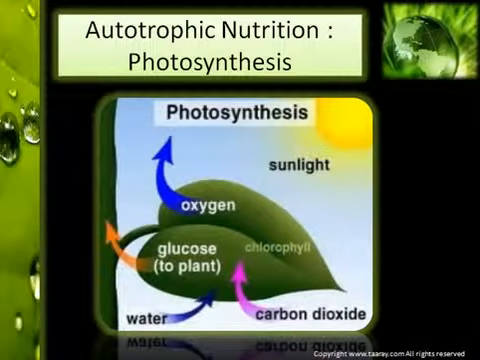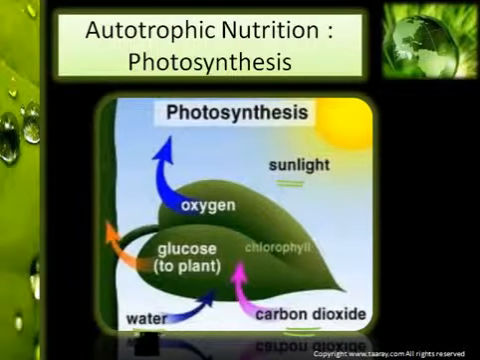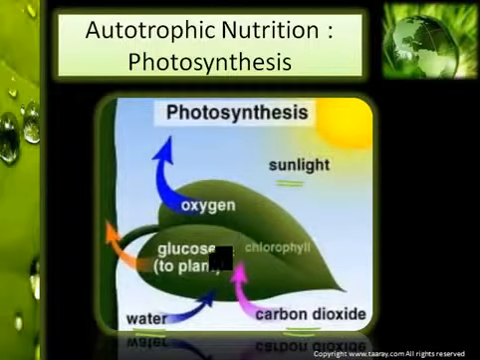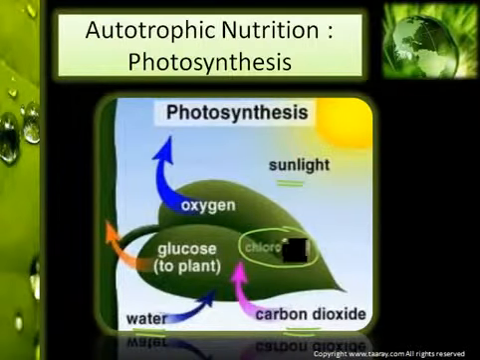The main process by which autotrophic nutrition is performed by plants is photosynthesis. In this process, plants utilize sunlight, the carbon dioxide which is released by us, and the water which we give during plantation, which is absorbed by the roots. These are taken up by the leaves, with the help of chlorophyll, a pigment present in the leaf.